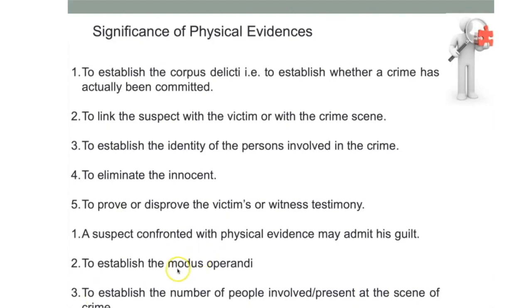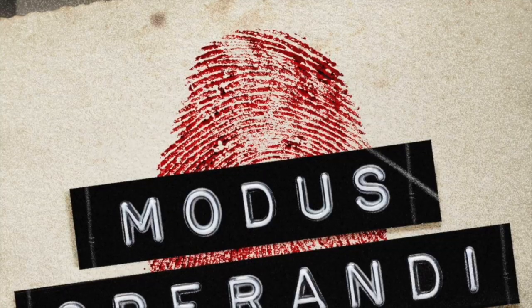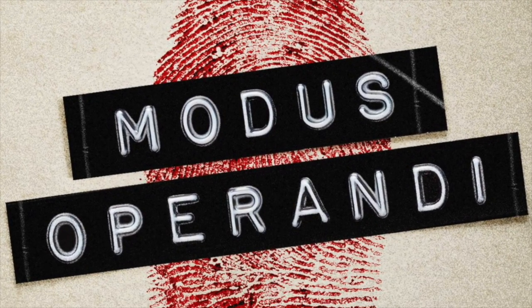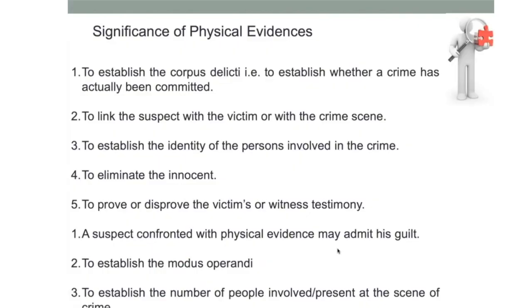And of course, to establish the modus operandi, you know, mode of operation, way of crime. By looking at the type of the evidences, the events of the evidences, we can easily find out how the crime has been committed. That we will further discuss in the next session with the help of examples. And next is to establish the number of people involved or present at the scene of crime.